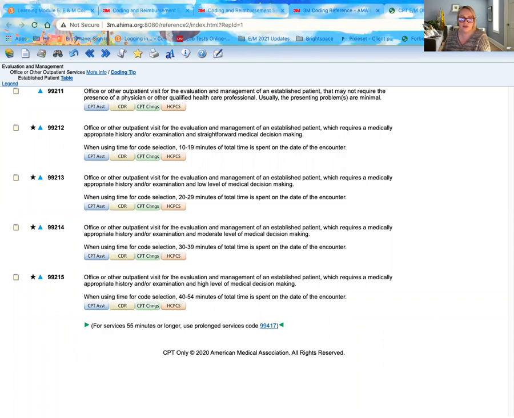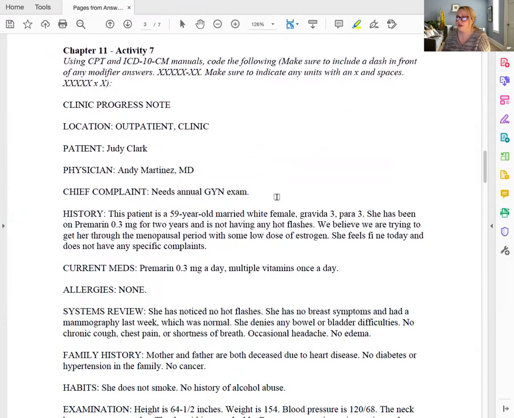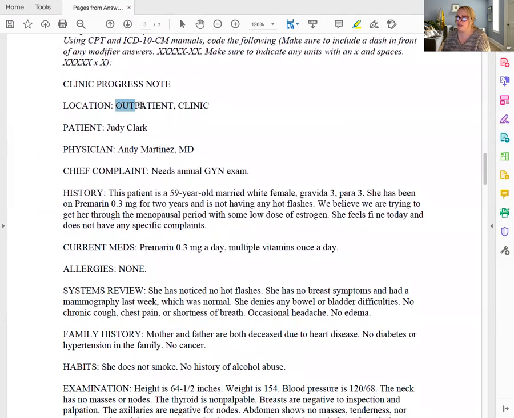Let's look at our next one for activity number 7. Here we have an outpatient clinic. The patient is Judy Clark, who is seeing Dr. Martinez. Under the chief complaint, it says that they need an annual GYN. So as I start to look at this, I've identified that they're in the office and other outpatient setting.